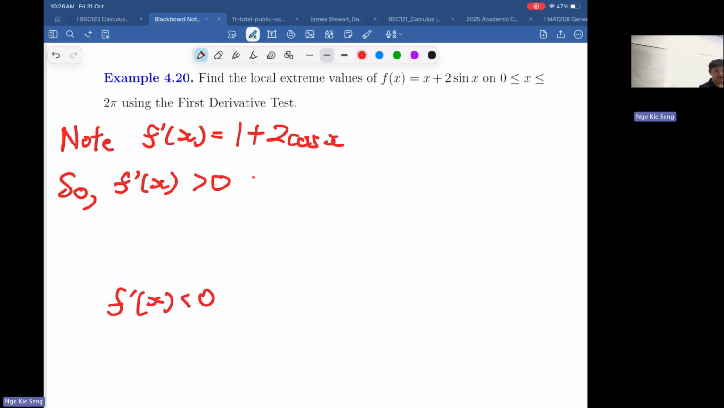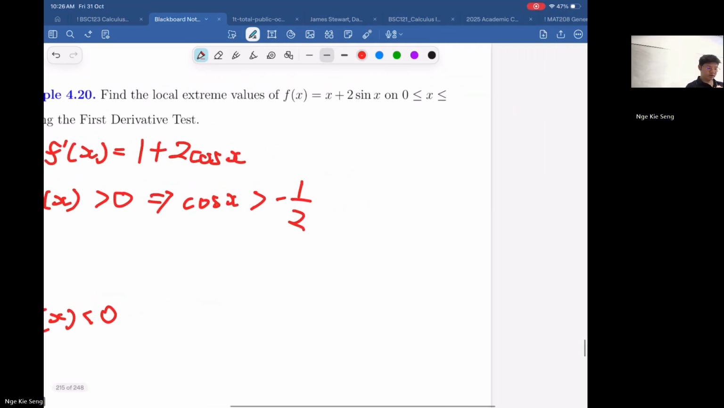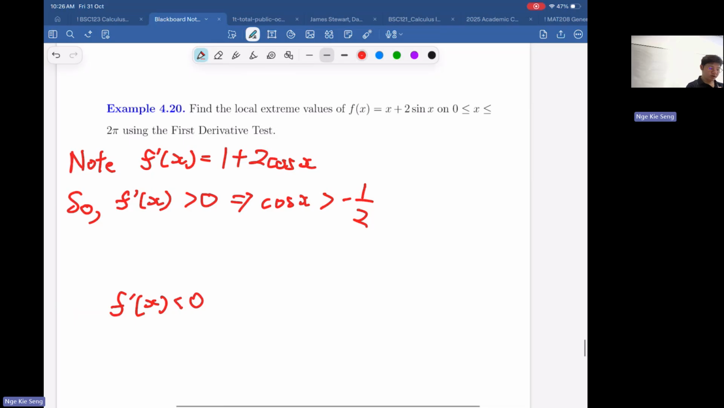So f prime of x greater than 0. When is it greater than 0? Meaning that your cos x has to be greater than negative half. Okay, so when does it happen? Maybe it's better you draw your function out, cos x. The x's you compare here is just from 0 to 2 pi, so this is all good.